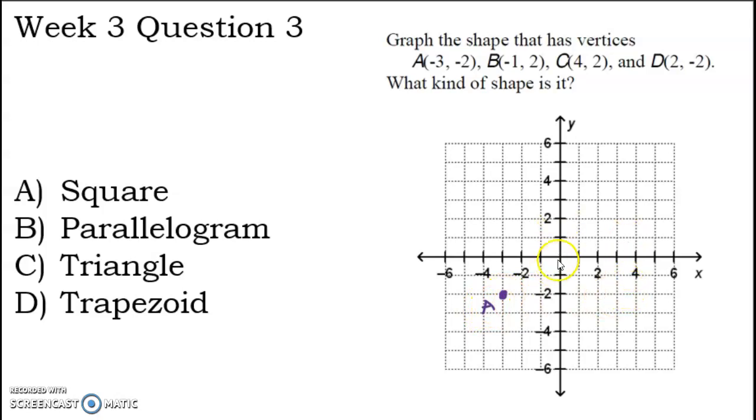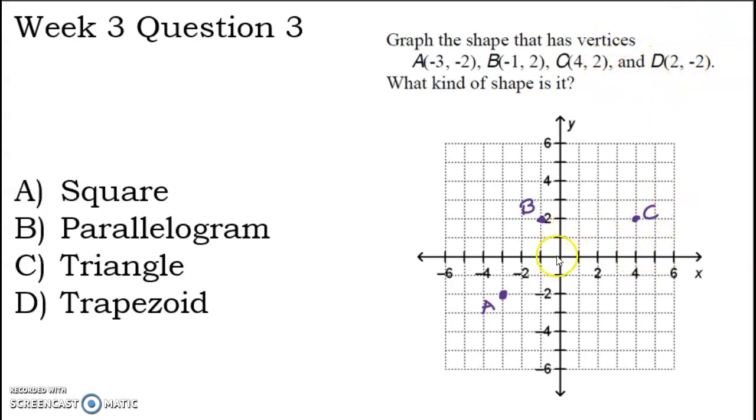Let's do B. Begin at the origin again. -1 means I'm going to the left 1. And +2 means I'm going up 1, 2. Right here is B. Let's do C. Positive 4 means I'm going to the right 4. 1, 2, 3, 4. And a positive 2 means I'm going up 2. 1, 2. And here is C.